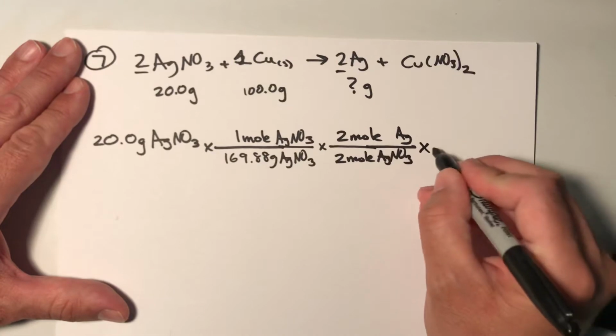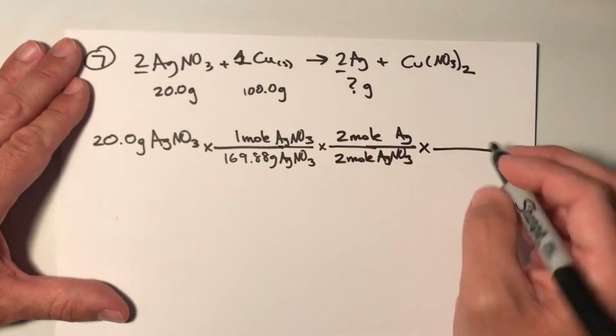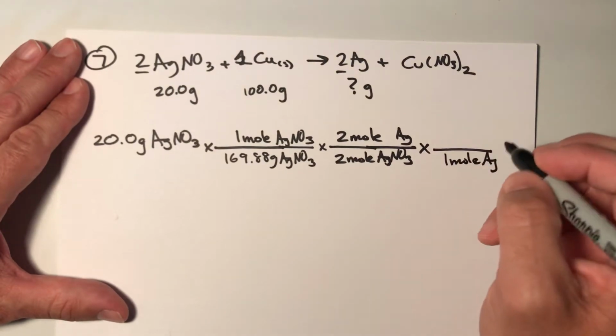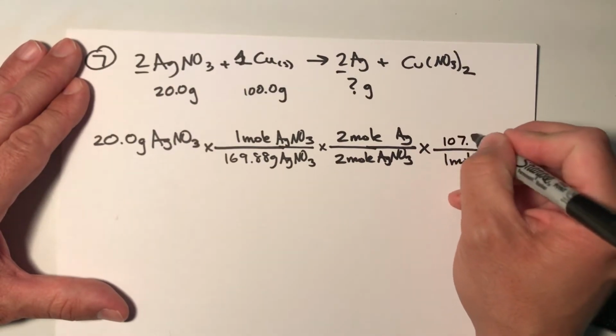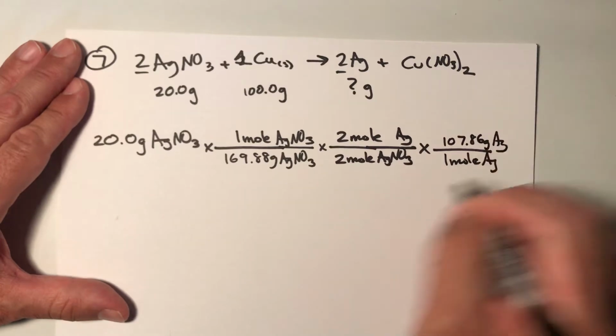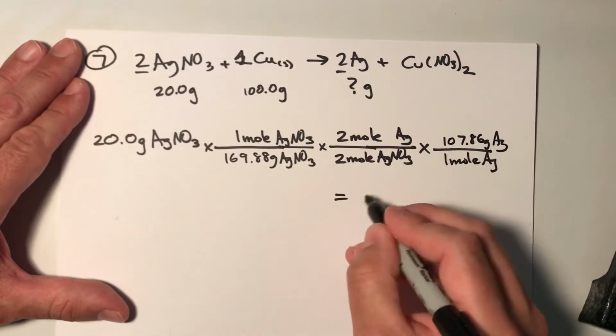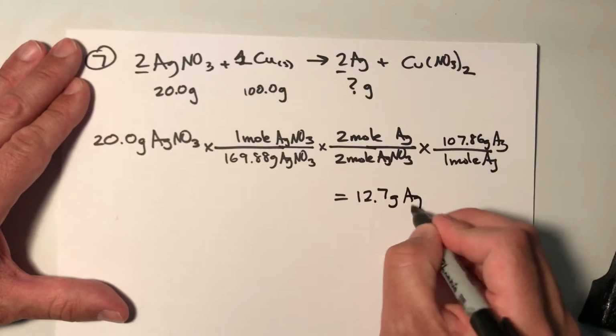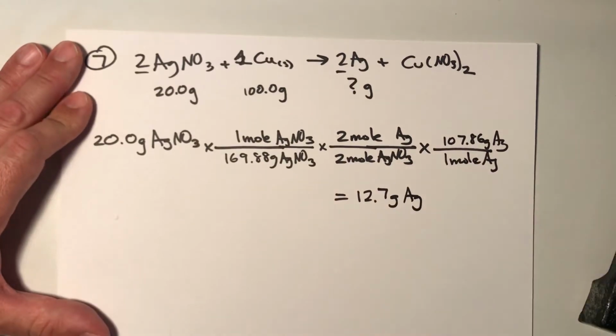Now I'm going to turn that back into grams because that's what we actually need. 1 mole of silver has a mass of 107.86 grams. We crunch that through our calculator and it comes out to be 12.7 grams of silver. All right, so we've done it once.